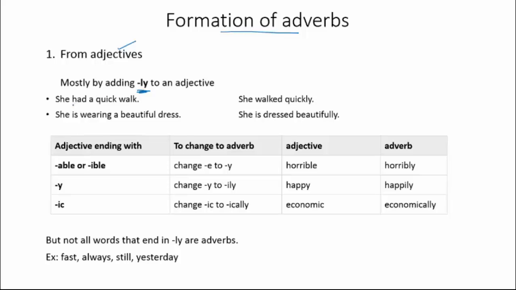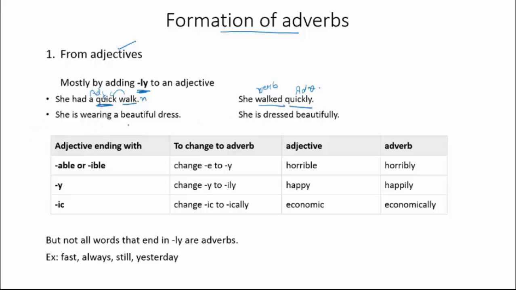For example, she had a quick walk. So quick over here is an adjective. What kind of walk? Walk is a noun. So quick is what kind of a walk? That is an adjective. So we convert quick to quickly by adding ly. She walked quickly. How did she walk? Now walked is a verb. So how did she walk? Quickly. So this becomes an adverb.